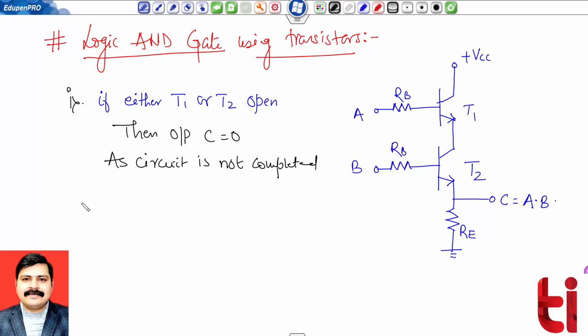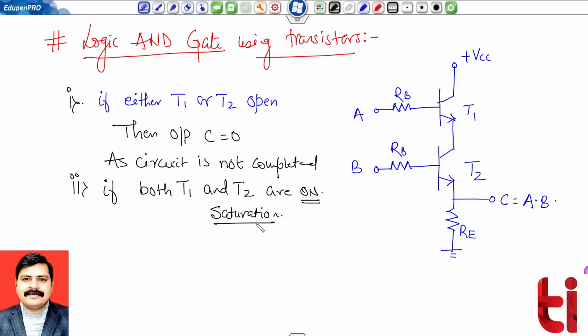This is the first case, and the second is if both T1 and T2 are on. The meaning of on is that both are working in saturation. Likewise, T1 or T2 being open means one of them is working in cutoff. How can a transistor be in cutoff region? If either A or B, if any input is 0, then the respective transistor will be in off mode.